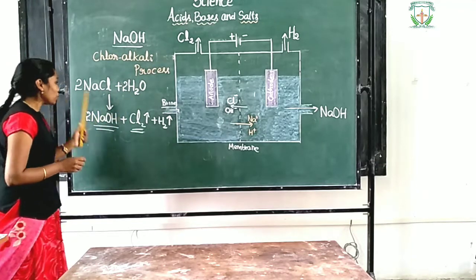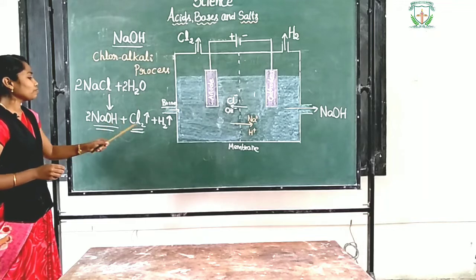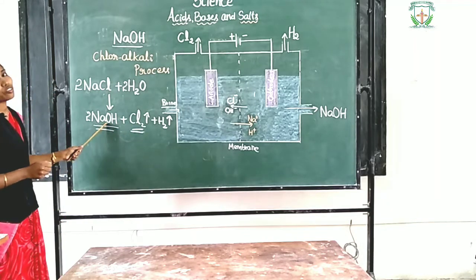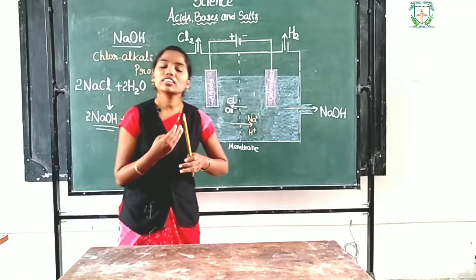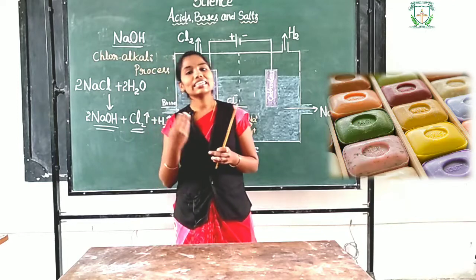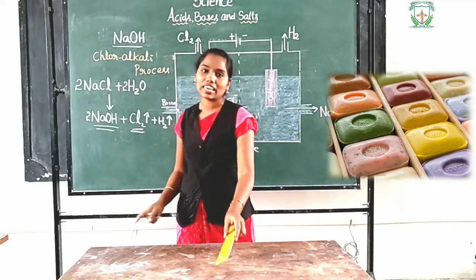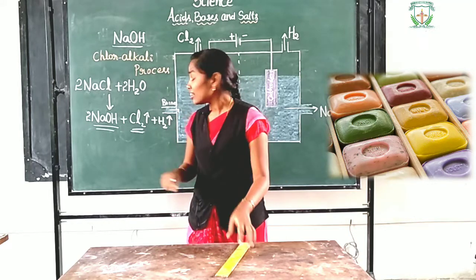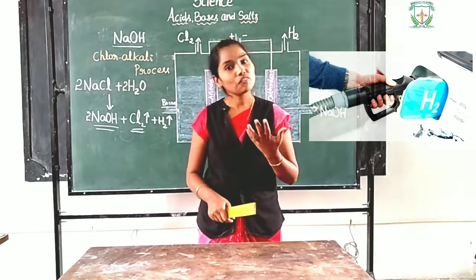So children, you can see here we have got three products, that is sodium hydroxide, chlorine gas and hydrogen gas. What is the use of the sodium hydroxide? The sodium hydroxide is used in soap and detergent and for paper making. So it is used in the paper industries and soap and detergent industries. Then what is the use of hydrogen gas? Hydrogen gas is used as a fuel.